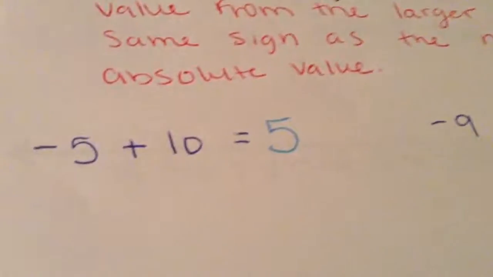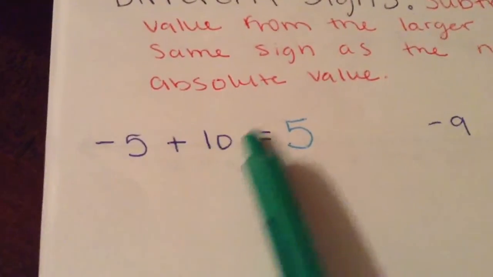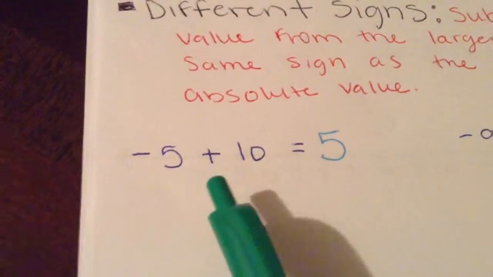So we have a positive 5. Negative 5 plus 10 is 5. Why? Because 10 is our larger number and it's positive. So we're going to use a positive sign.